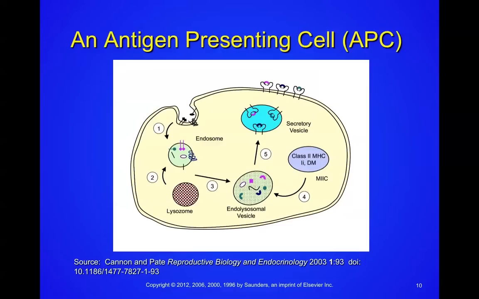Fourth, a specialized organelle that contains the type 2 MHC molecules fuses with this vesicle, and the antigen fragments are rearranged and bound to MHC. Fifth, the type 2 MHC antigen complexes are exported to the cell surface for presentation to CD4 T helper cells.